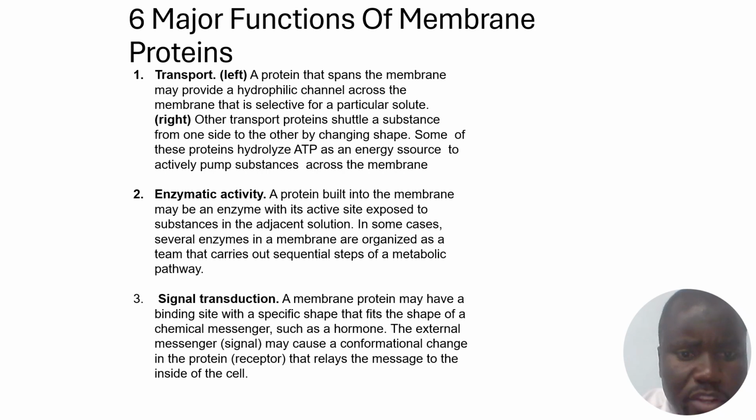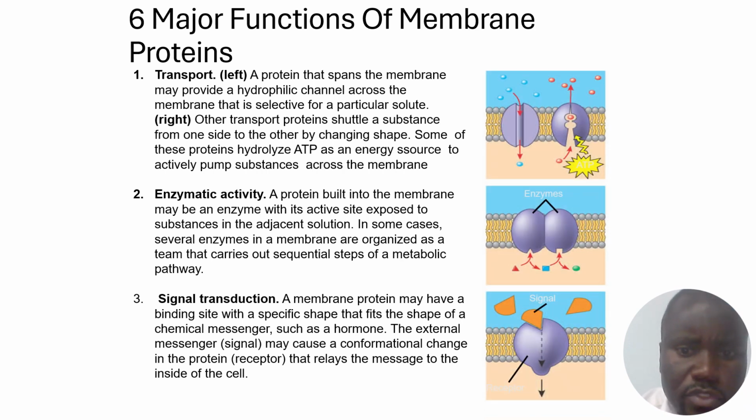Signal transduction: a membrane protein may have a binding site with a specific shape that fits a particular chemical messenger or a hormone. Then the external messenger or signal may cause a conformation change in this protein that relays a message into the cell and causes physiological changes. So basically, the illustration is what we can see in the picture.